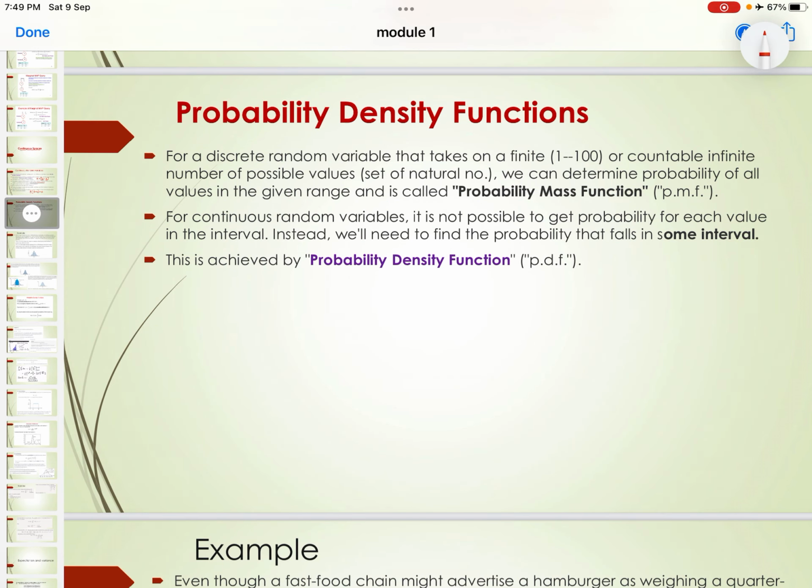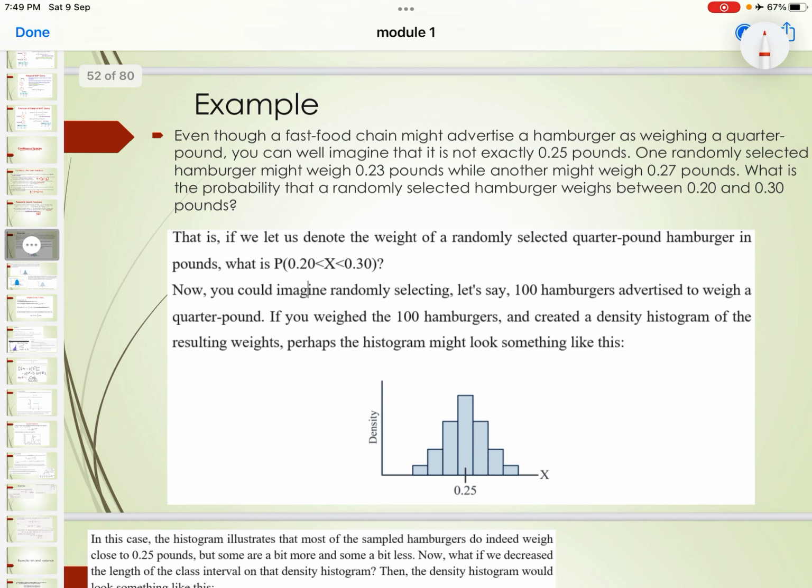Probability density function. For a discrete random variable that takes on a finite number of values, say 1 to 100, or a countably infinite number of possible values, like the set of natural numbers, we can determine the probability of all values in the given range, and this is called the probability mass function. For a continuous random variable, it is not possible to get the probability for each value in the interval. Instead, we will need to find the probability that it falls in some interval. This is achieved by the probability density function. So you have the PDF, that is the probability density function.